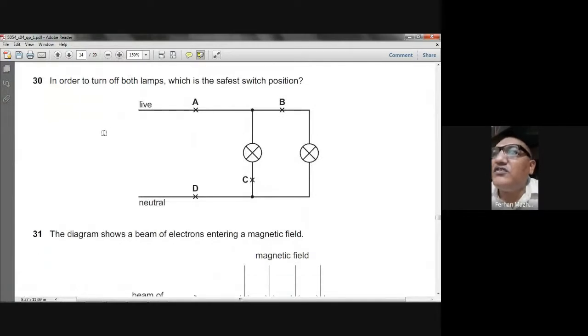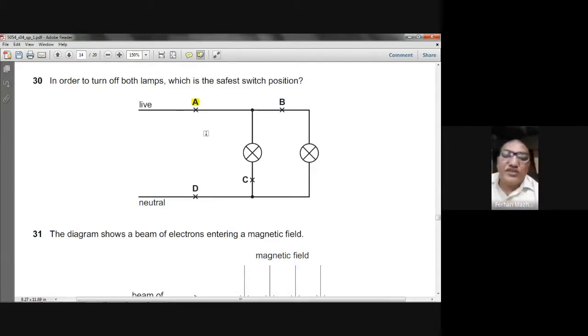Question number 30 is on your screen. In order to turn off both lamps, which is the safest switch position? Remember that the switch should be in the live, and you can put it here, here, here, or here. So where's the best location? I think A is the best location.